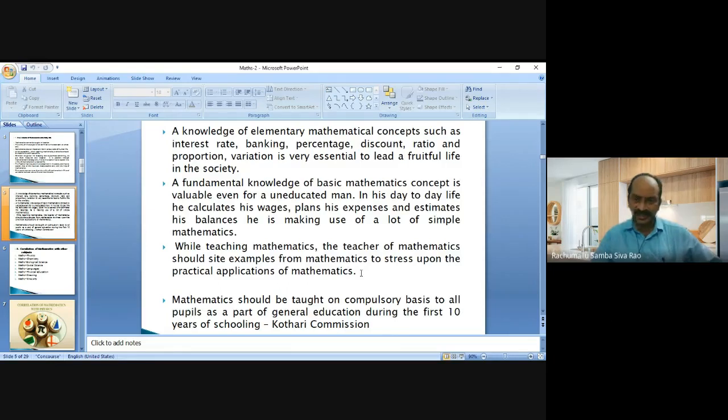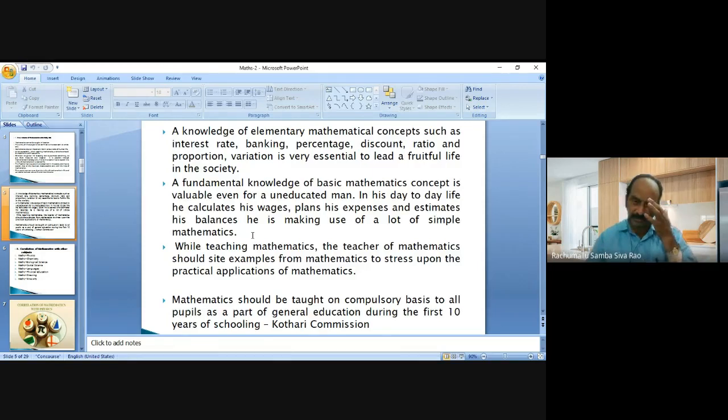For example, a mathematics teacher is teaching the concept of profit and loss as business mathematics under the unit business mathematics. Then, while giving some problems after explanation of the concept, he has to quote general life examples in that problem.